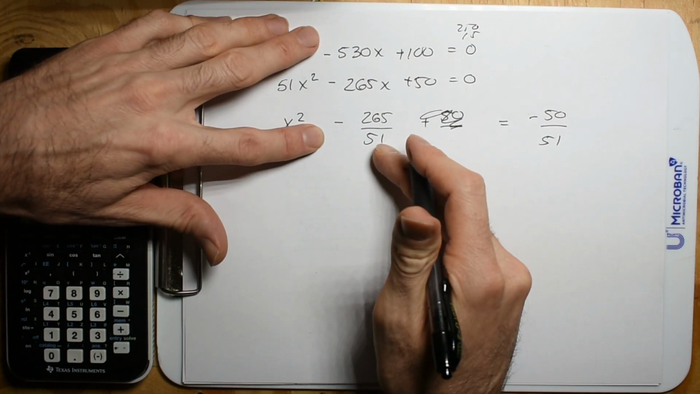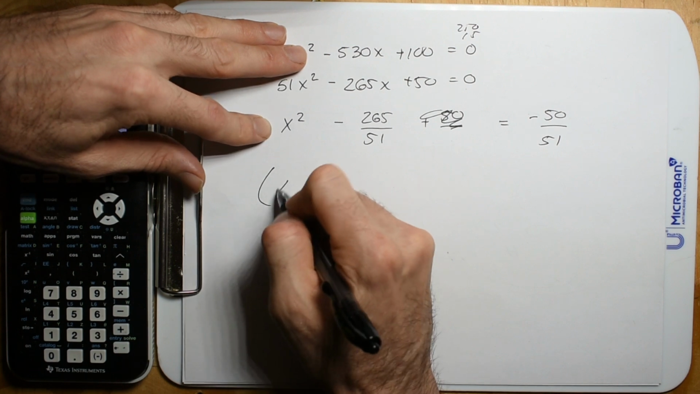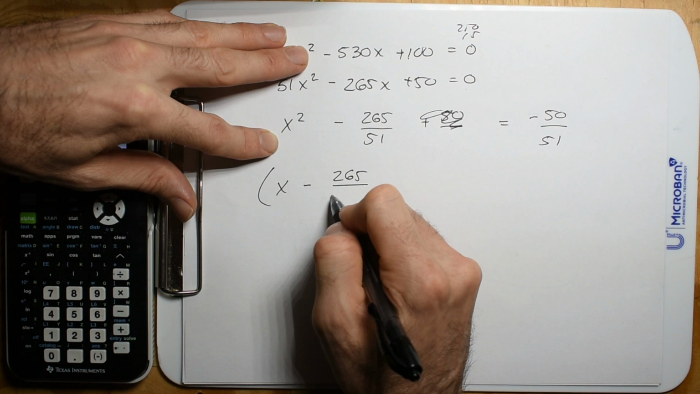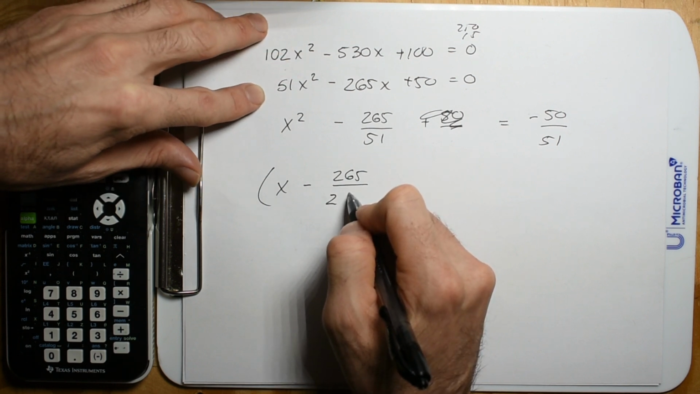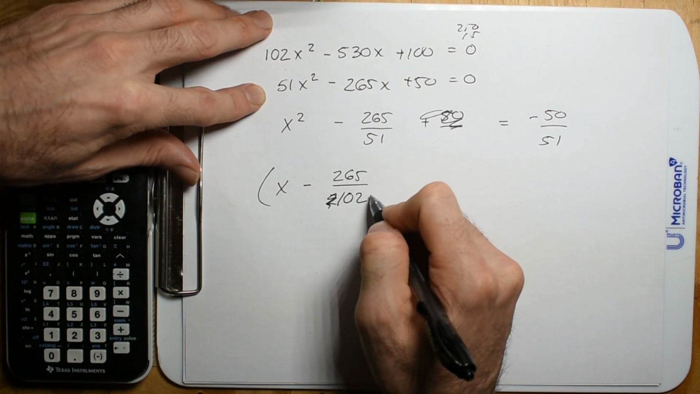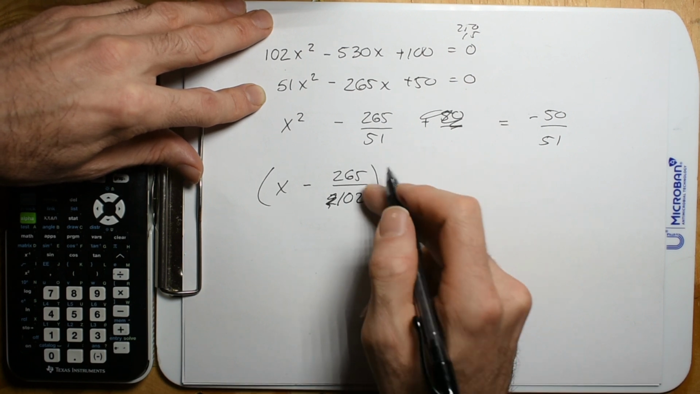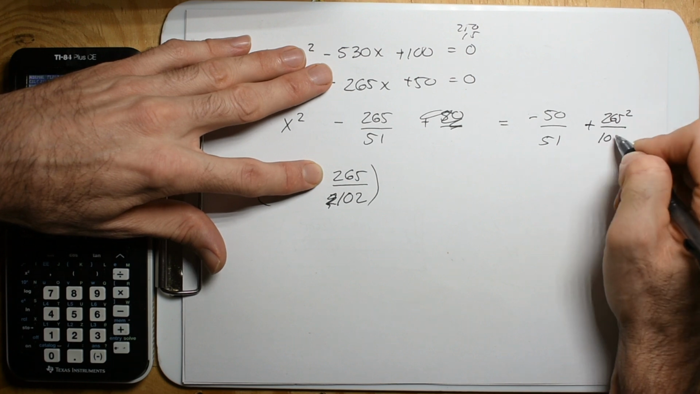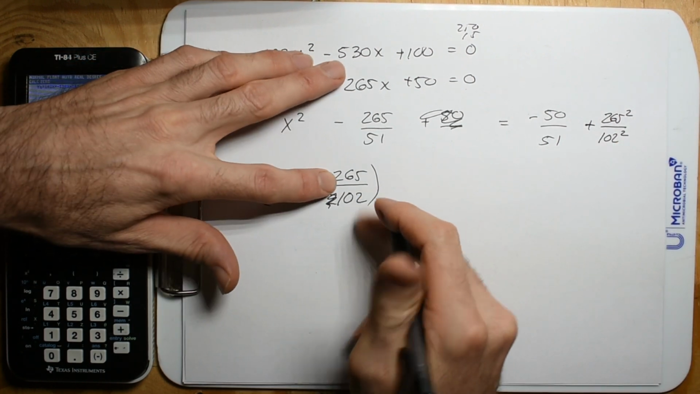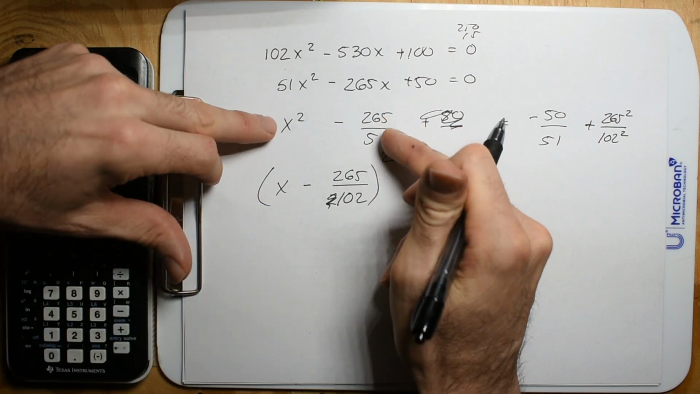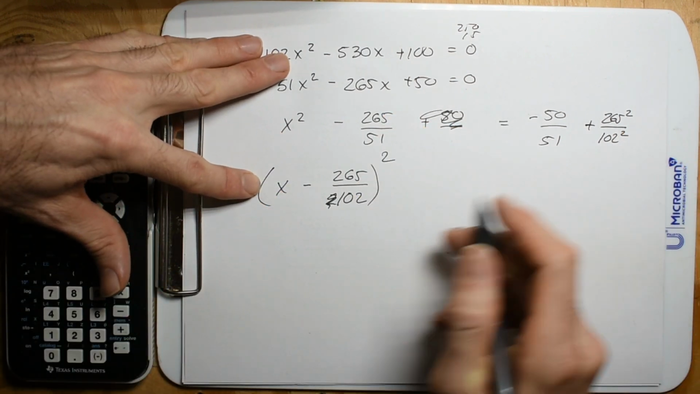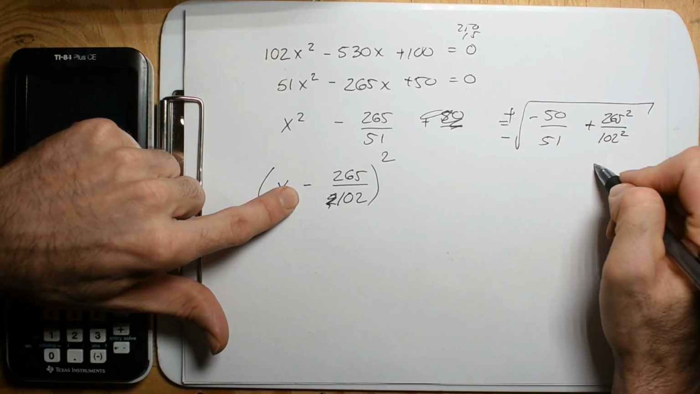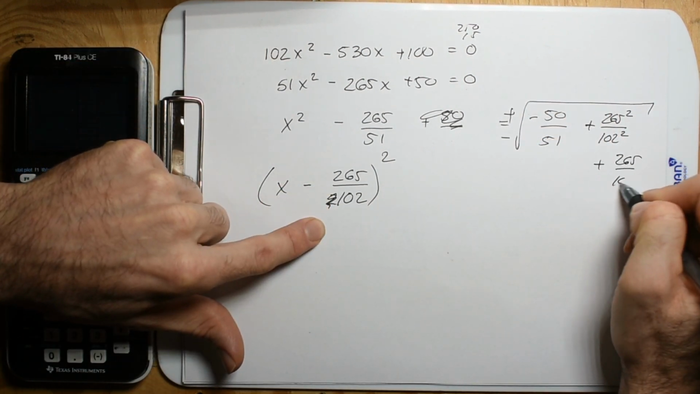And then I'm going to complete the square. That means I'm going to have this term but divided by 2. So I'm going to have 2 times 51, and I could just do this, 102 right now. And then I'm going to have to add 265 squared divided by 102 squared. So I'm going to square this term when I do this, and I don't have that in completing the square, so I'm going to add that to that side. Okay, so now I'm going to take the square root. We're going to have a plus or minus, and then I have to add 265 by 102.